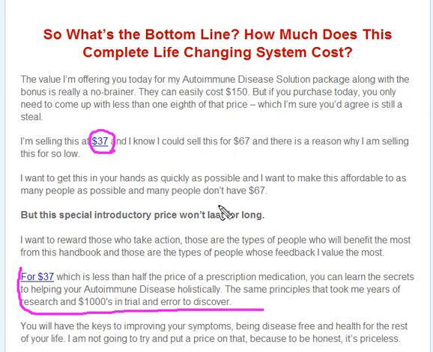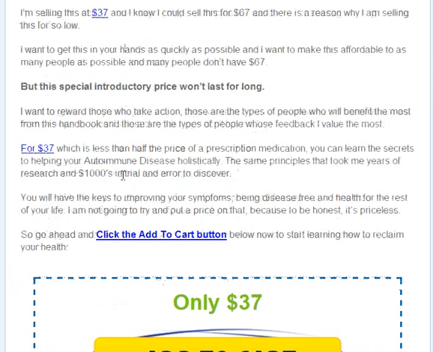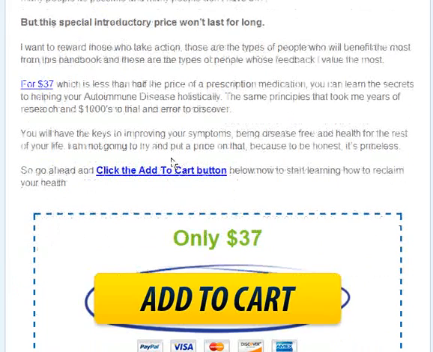In your price presentation, it's also nice to have a cross-out price. So where you're presenting the $37, have the $67 and have it crossed out. That's another way of showing instead of telling. They will see that the price could be more, but you're asking for less.